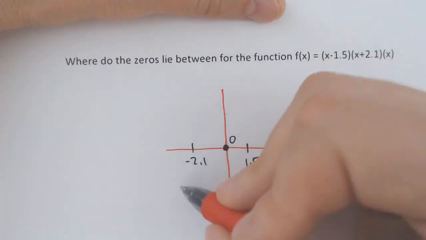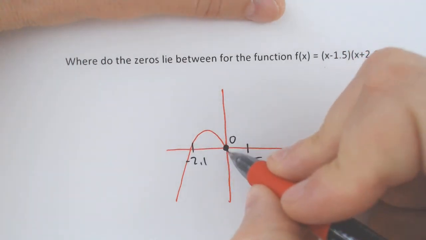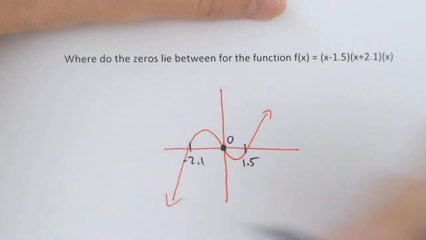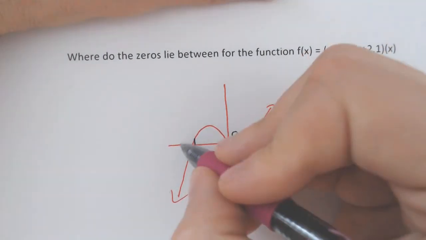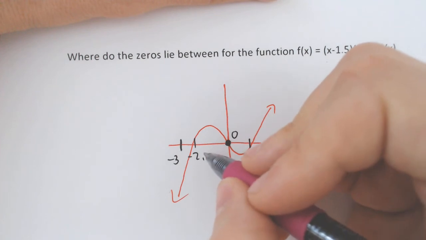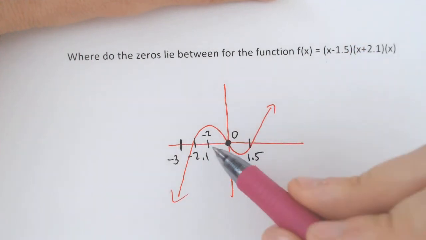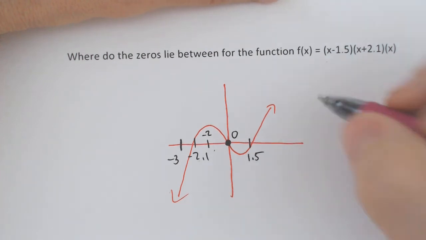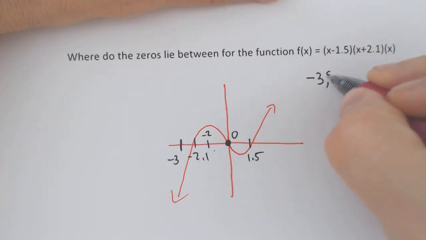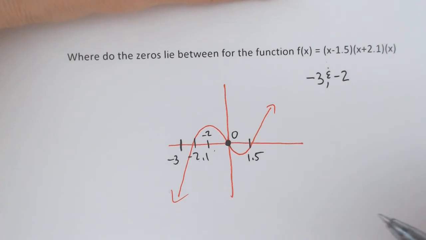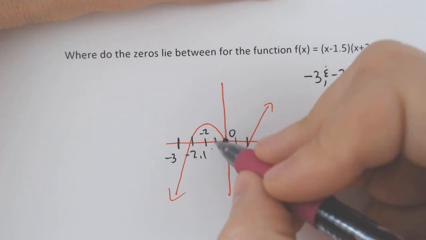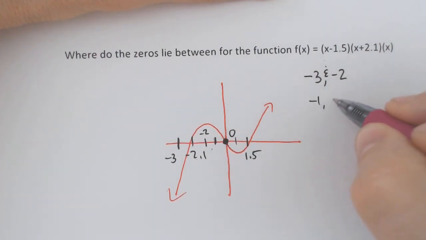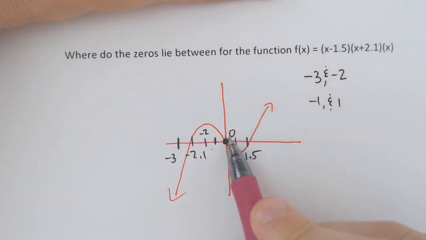And if you did graph it, it would look kind of something like this. Not that it matters, because the question is asking, where do the zeros lie between? Well, it lies between negative 3 and negative 2, because that would be where negative 2.1 is. So that would be one of the answers, negative 3 and negative 2. It also lies between, I guess, negative 1 and 1 for the 0, but it goes through 0. That one is a no-brainer. So I don't like that.